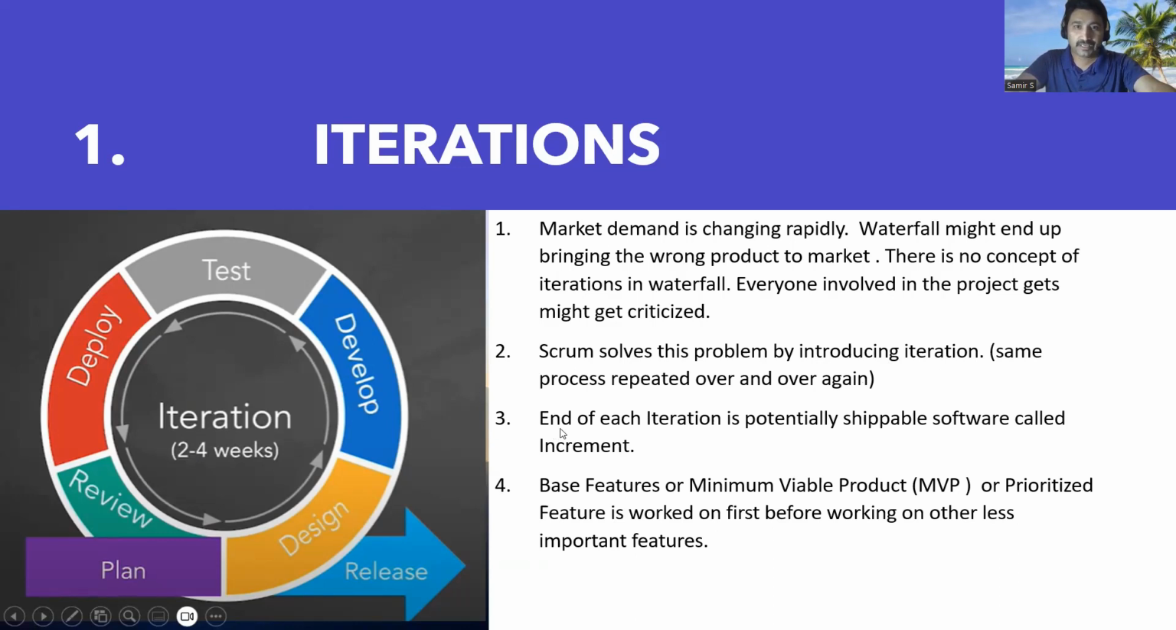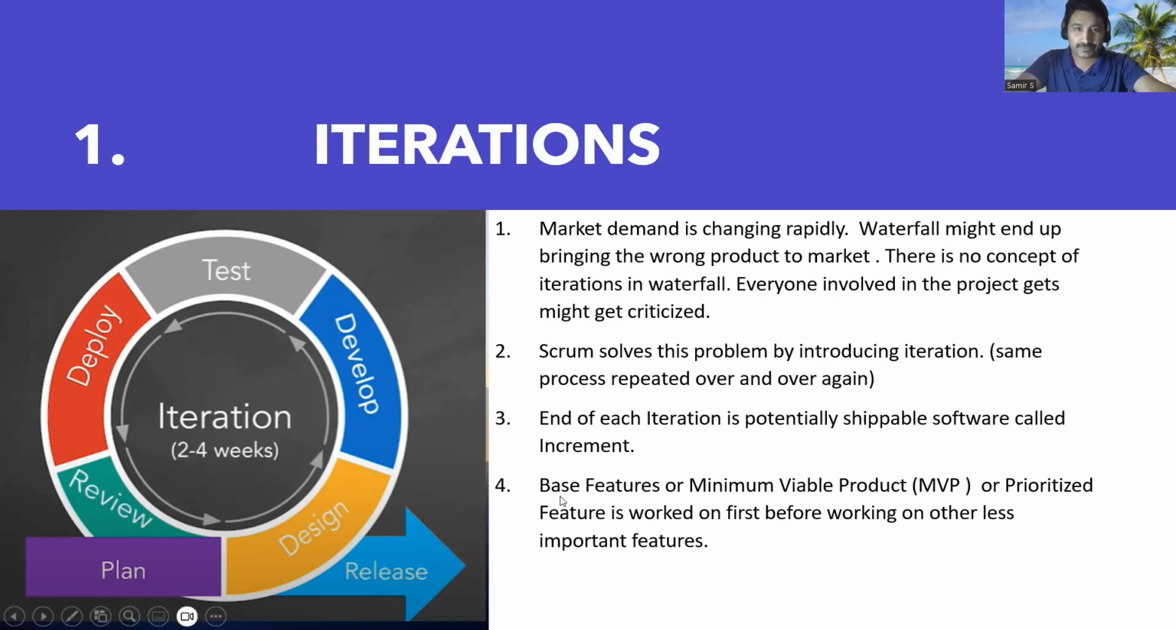The third point here is that the end of each iteration is a potentially shippable software called increment. What is the meaning of shippable software? It means that it can be used by the user. That is what is meant by shippable software. And what is it called in the concept of Scrum? It's called increment. So what is increment? Increment is a piece of working software that can be used by the end user. So that's the point that I mentioned here.